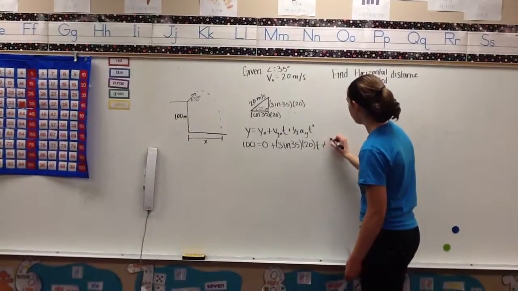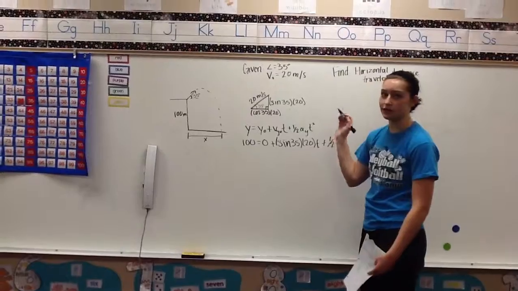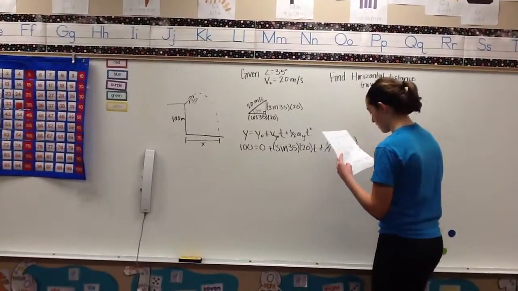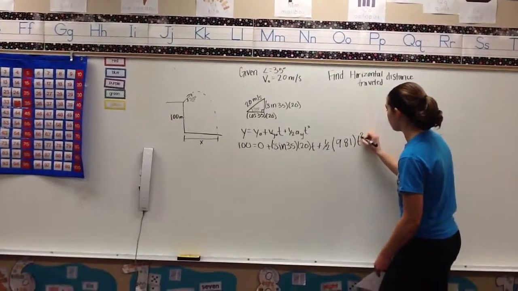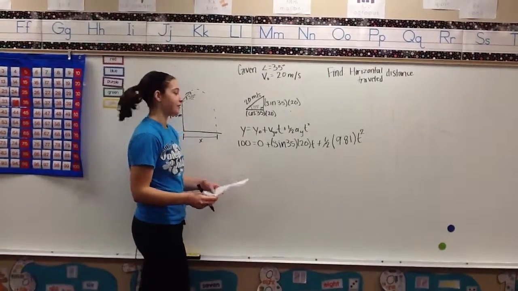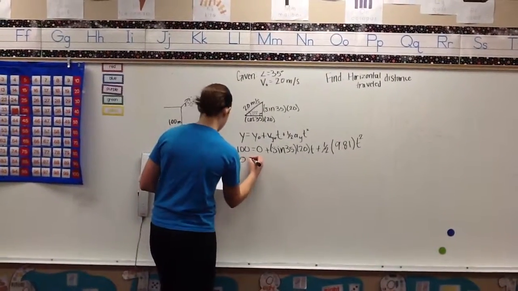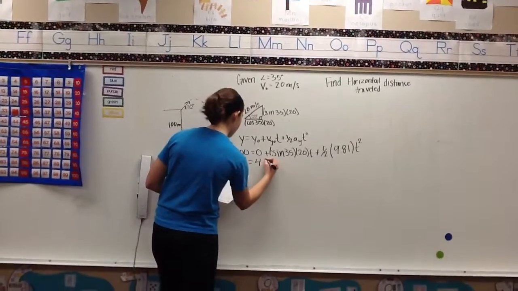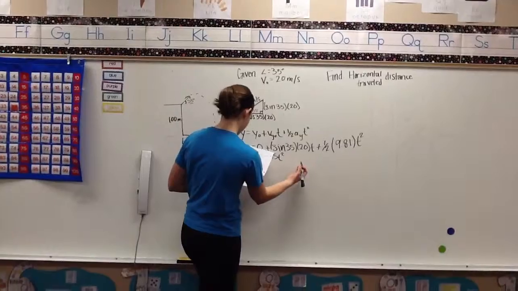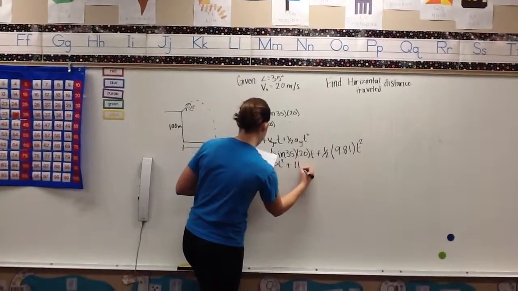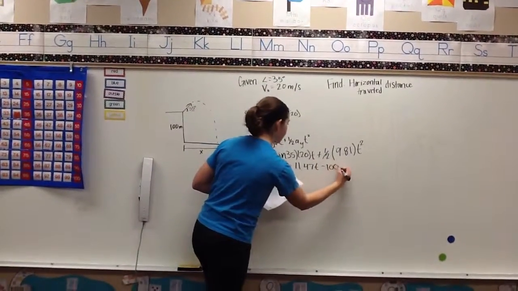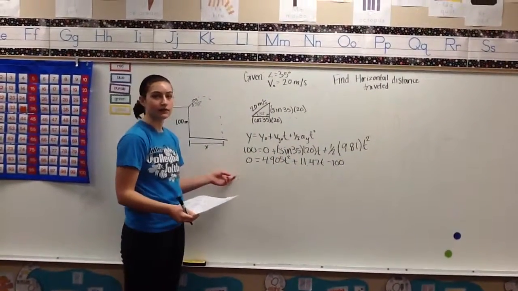And then plus 1/2. Acceleration in the vertical direction is always 9.81. And then you don't know t, so t squared. So then you have to solve it like a quadratic. So you get 0 equals 4.905 t squared plus 11.47 t minus 100 when you put it into the standard quadratic form.